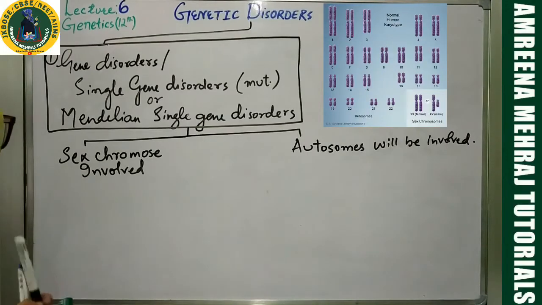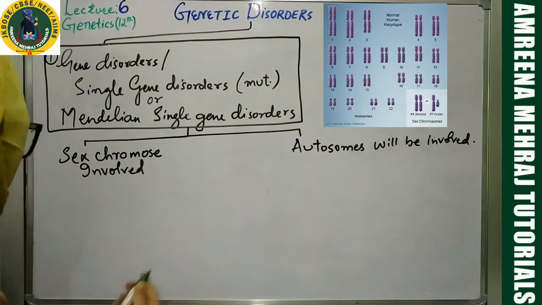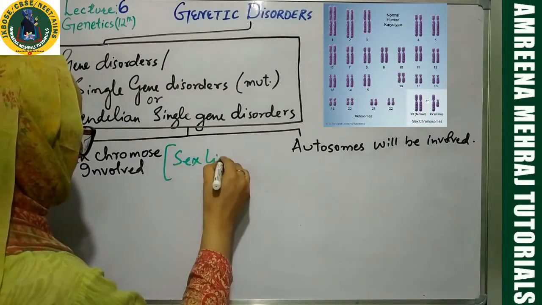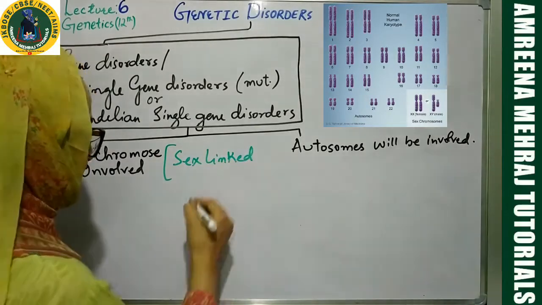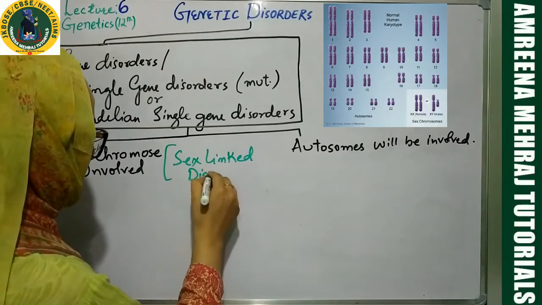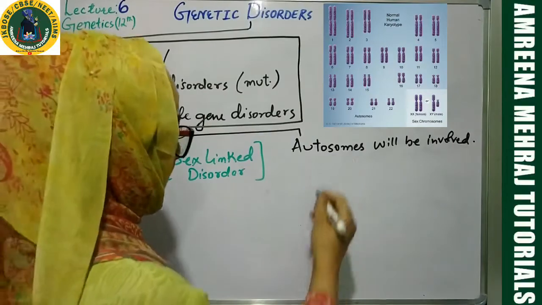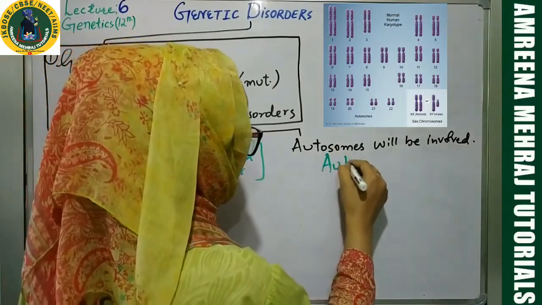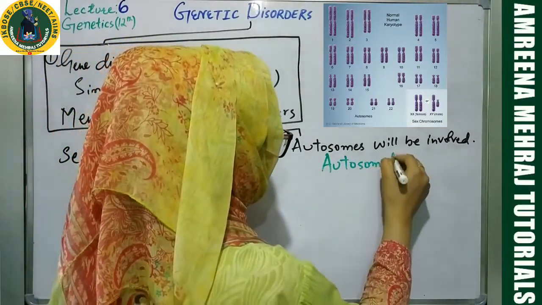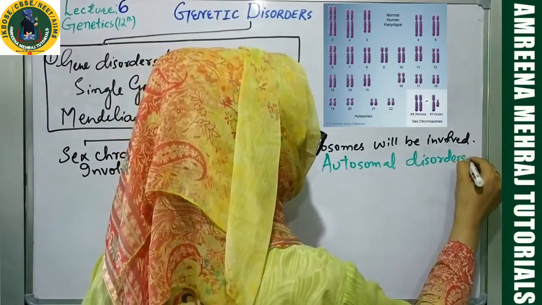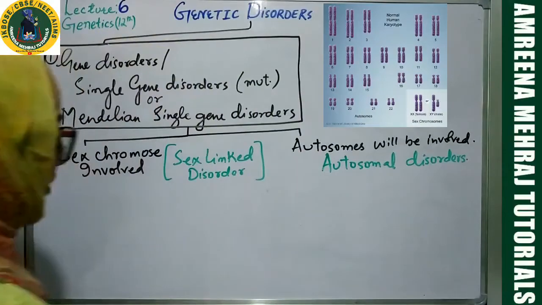If a sex chromosome is involved, you will call them sex-linked disorders, sex-linked Mendelian disorders. And the others will be called autosomal disorders.